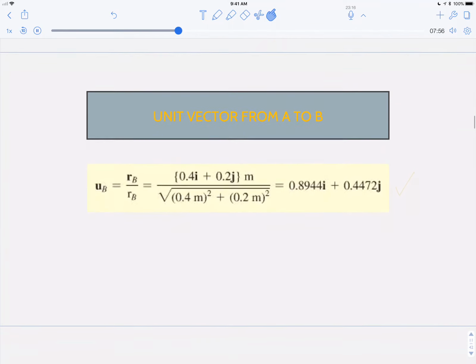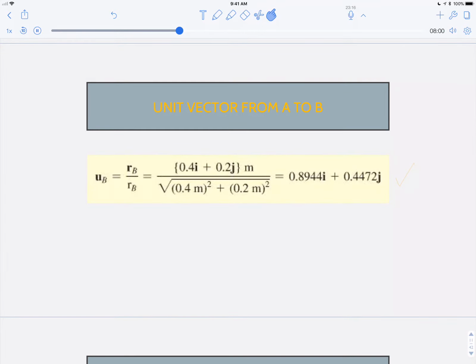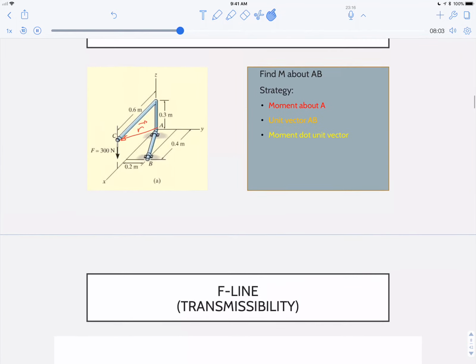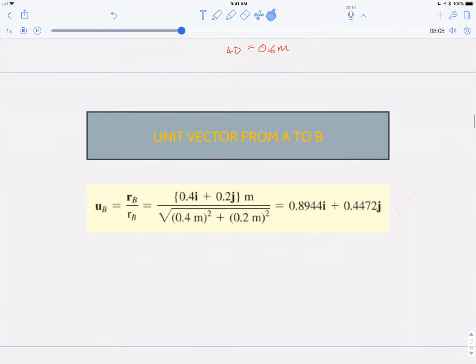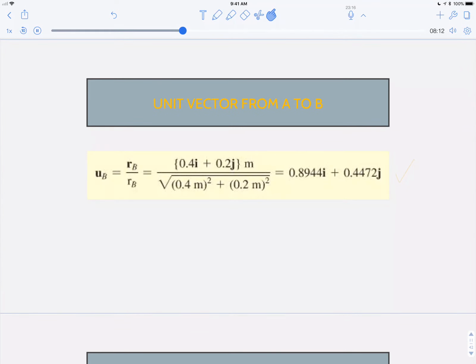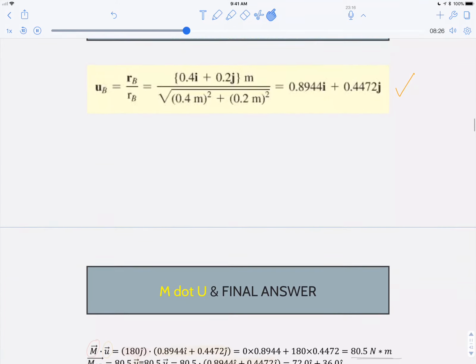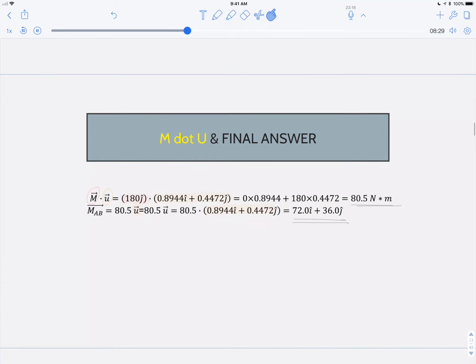Okay, and now we need step orange, the unit vector from A to B. In the original picture, it was 0.4 meters in the X and 0.2 meters in the Y. To get the unit vector, you have to divide by the length. And here you go, there's the unit vector. I guess I should change my pen to orange. So here's the unit vector right there. That's step orange. And all that's left is to take the dot product of M about A and the unit vector. That will be step yellow.